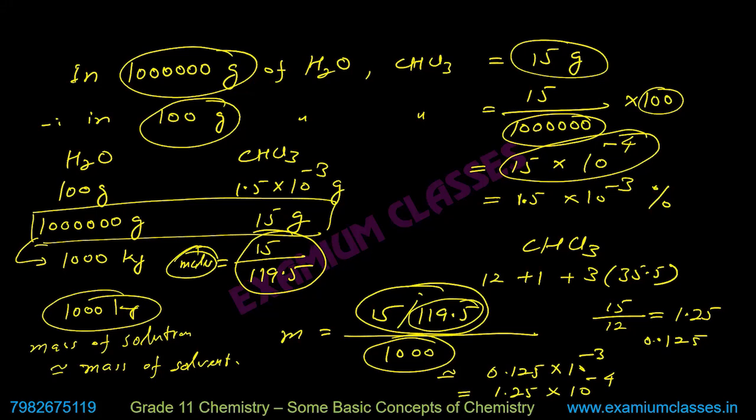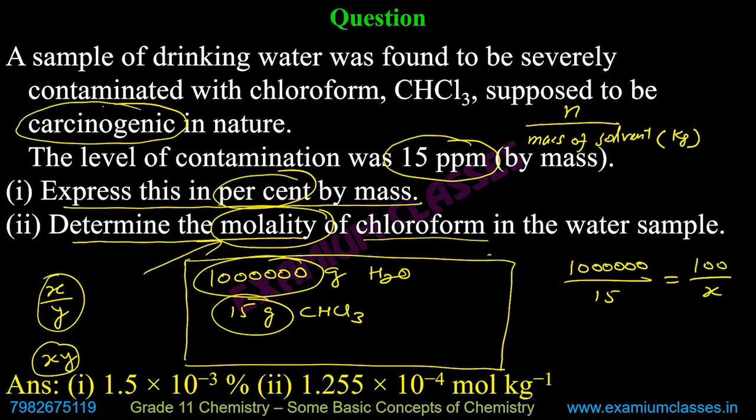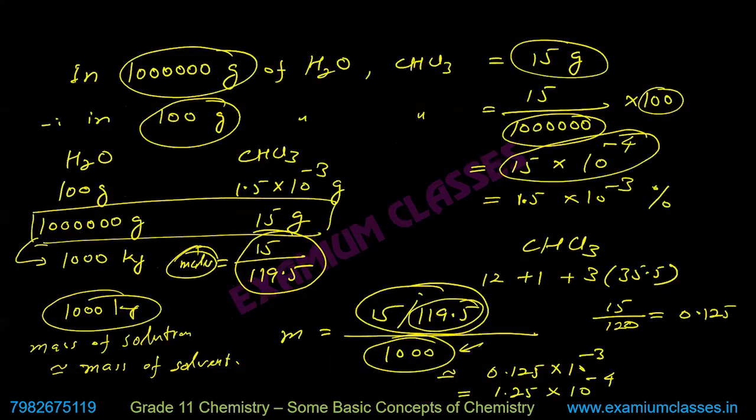If 15 by 12 is 1.25, 15 by 120 will be 0.125. And this 1000, 10 to the power 3, when it goes into the numerator will become 10 to the power minus 3. So if I go back, you will see the answer is 1.25 into 10 to the power minus 4. Units will be mole per kilogram as it is molality, or you can just write a small m. Is every step clear, everyone? Yes, sir.